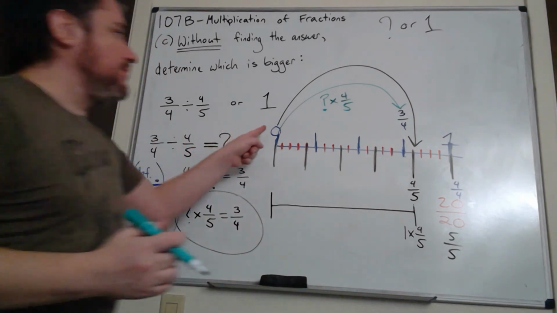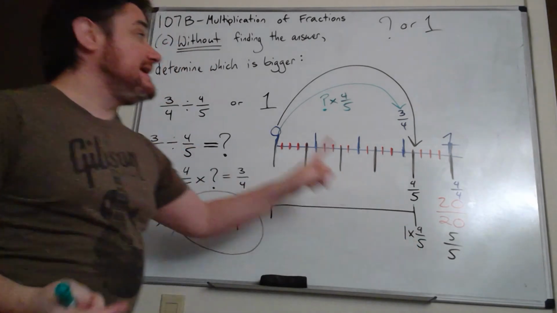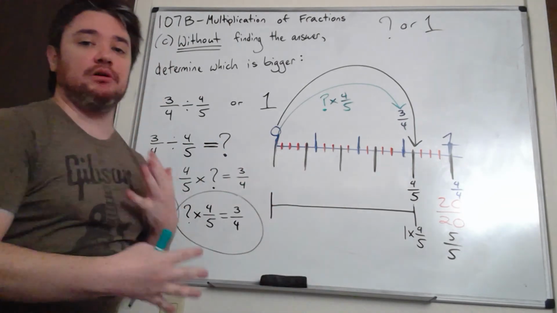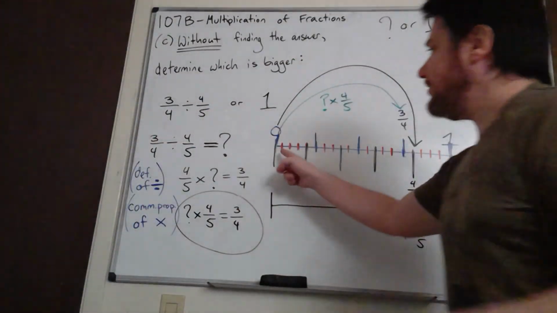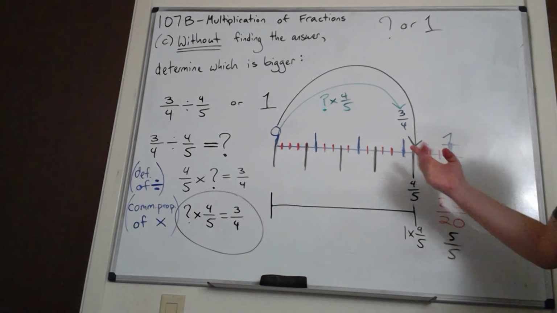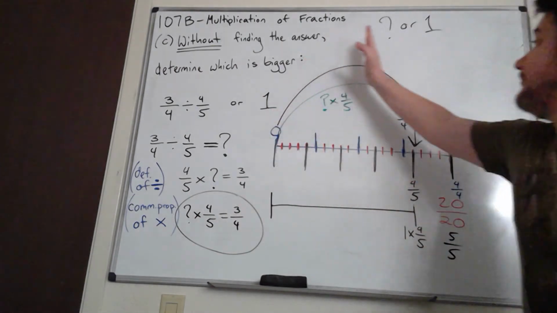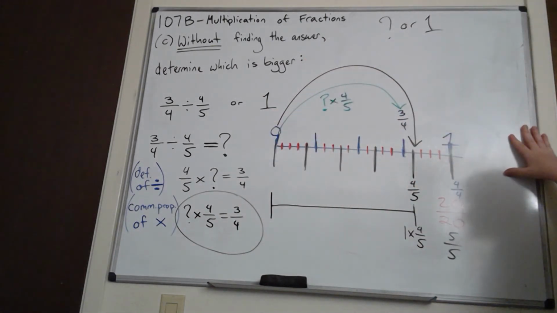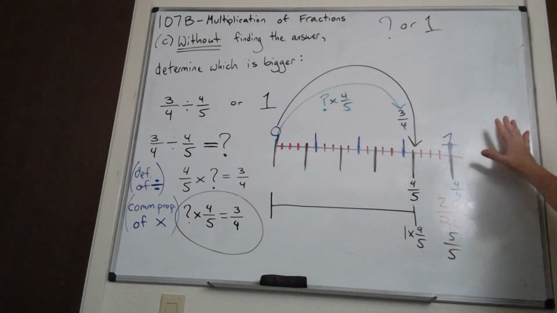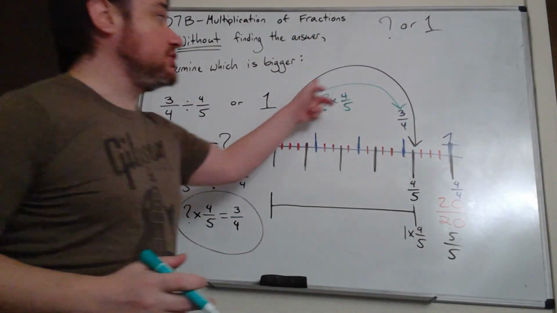So the question is, if this black jump all the way here is one full jump of 4/5, then is this green jump more than one whole jump, or is it less than one whole jump? If I take one whole jump of length 4/5, I land at 4/5. If question mark was bigger than 1, then I'm taking more than a full jump, a full jump and a little bit more, so I'd be over to the right of 4/5. However, the question mark looks shorter than that.